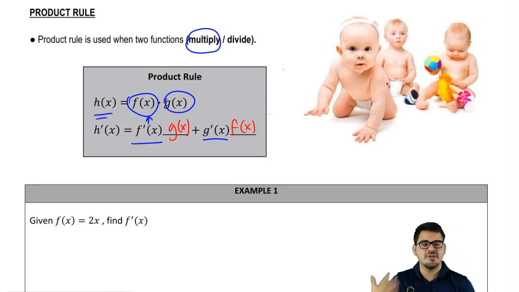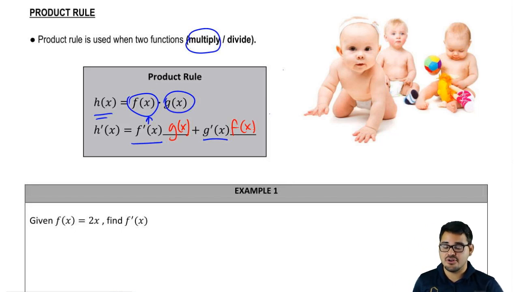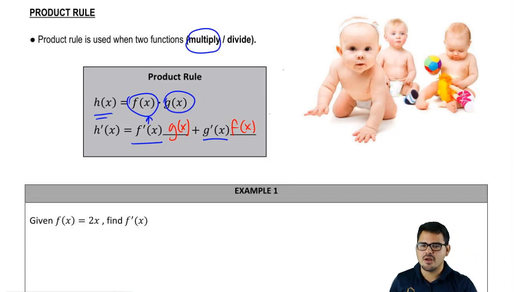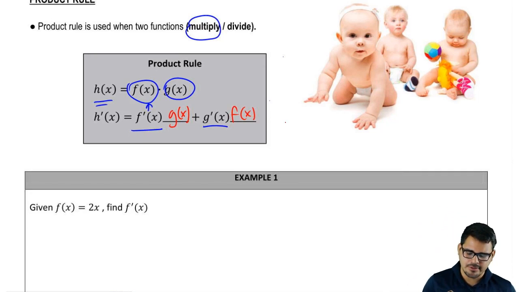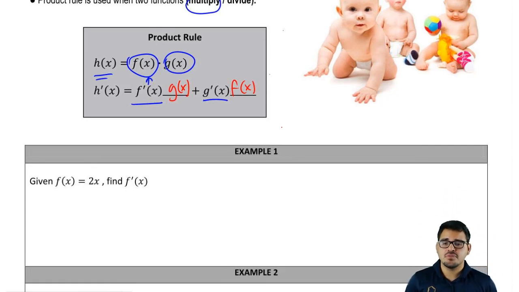So let's go ahead and just do a bunch of these examples, and by the end, you guys are not even going to think about the rule, you're just going to do it automatically. So let's get started with example 1. Here in example 1, you're given f of x equal to 2x.